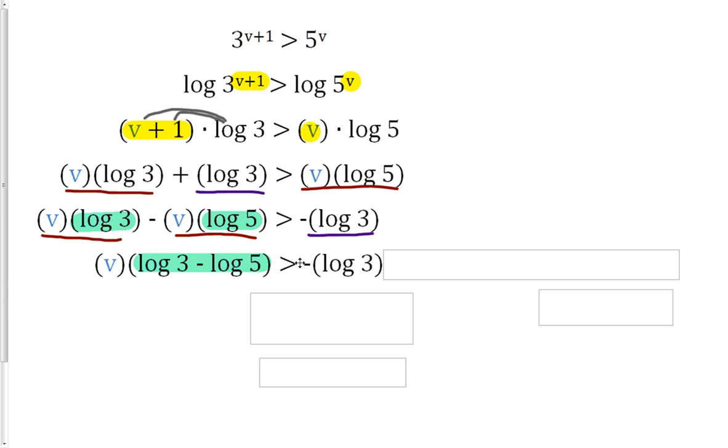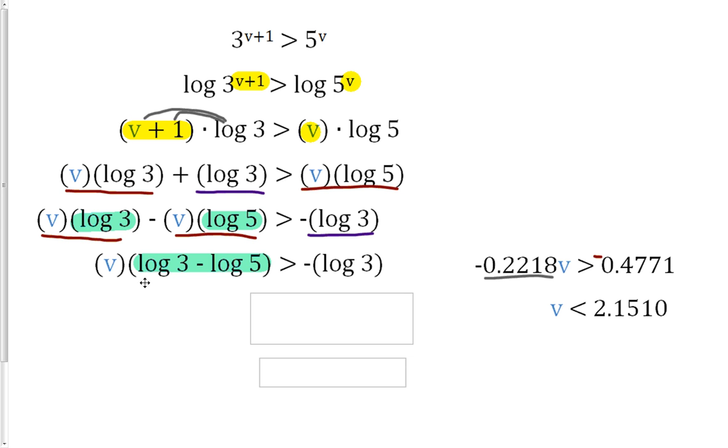However, because we're dealing with inequalities, there's something that you need to look out for. If you were to punch this in your calculator right now, log 3 minus log 5 is negative 0.22, and negative log 3 is negative 0.477. And when you divide both sides by negative 0.22, you're going to have to switch the sign because it's an inequality. Whenever you divide by a negative in an inequality, you switch the direction of the sign.